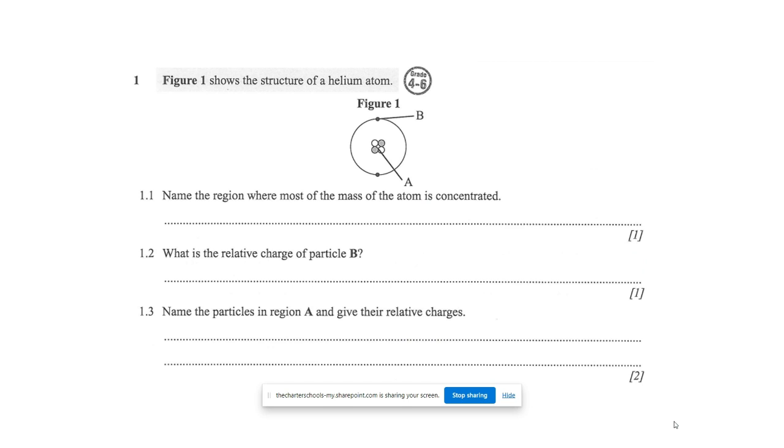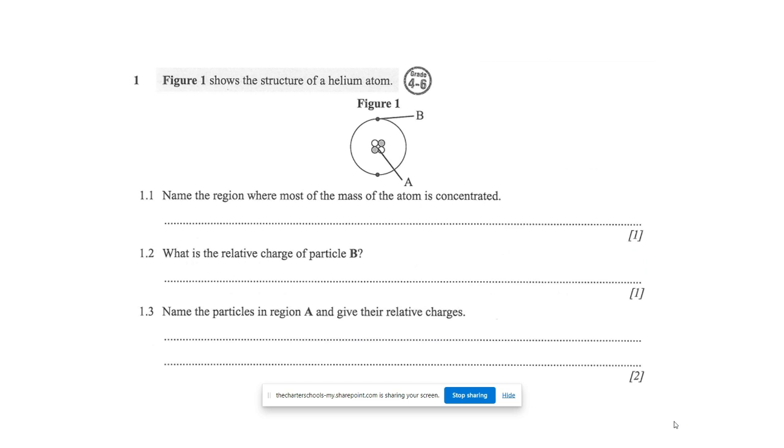Figure 1 shows the structure of a helium atom. Name the region where most of the mass is concentrated. It's in the nucleus, part A. And the electrons turning around have a very, very small mass compared to protons and neutrons. So most of the mass is in the nucleus.